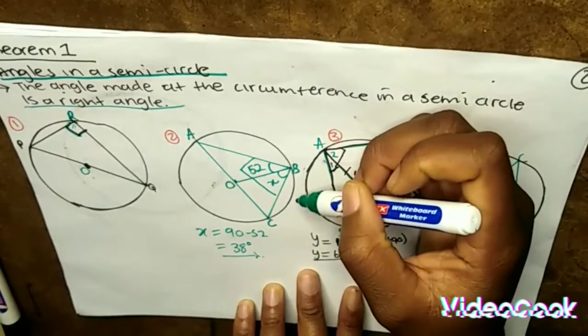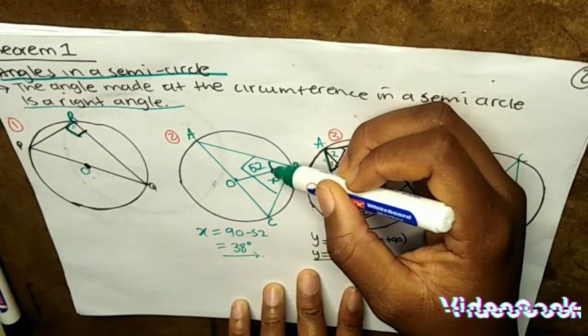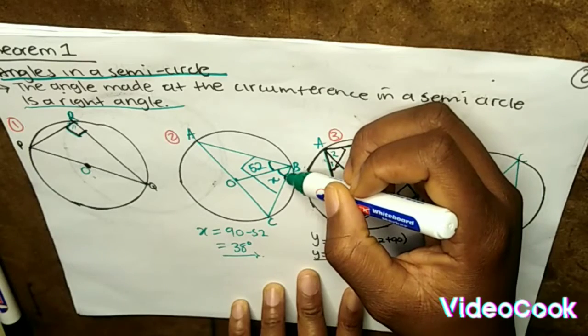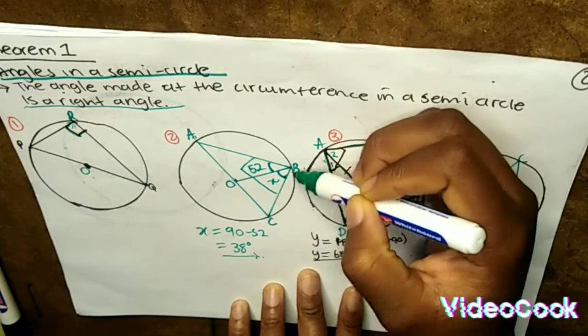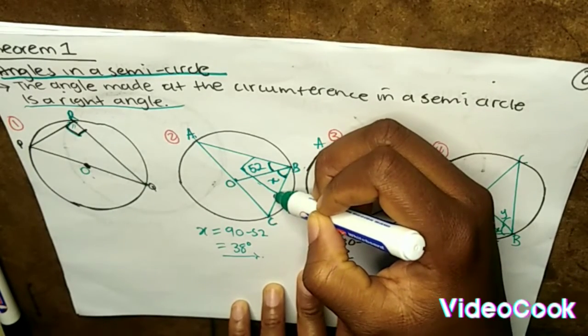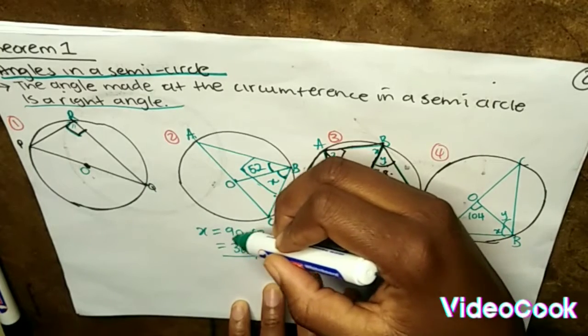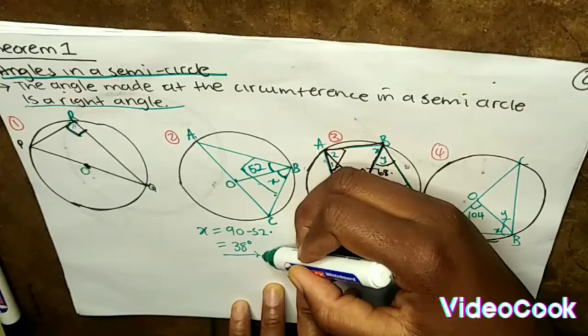We had an example here that we worked out. We're given a 52 for this session and they wanted us to find X. So what do we know? Since AC is the diameter, we know this whole angle B is 90 degrees. That's why we said X is equal to 90 minus 52, which gave us 38 degrees, right?